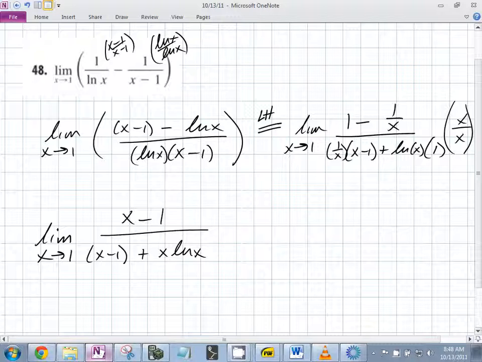But what's nice now? You don't have fractions inside the fraction. Fractions are irrelevant, it doesn't matter if there's a fraction. That's nice though.